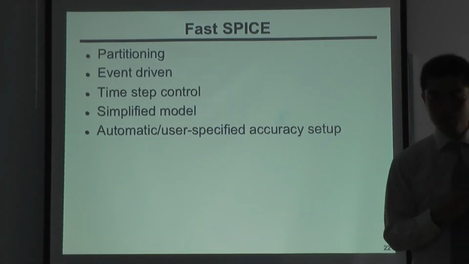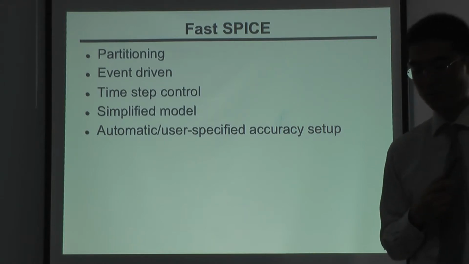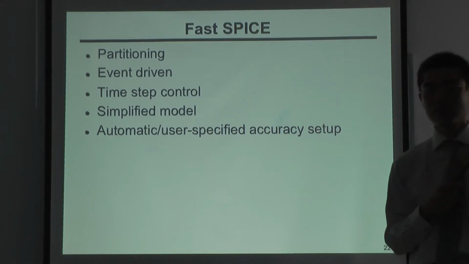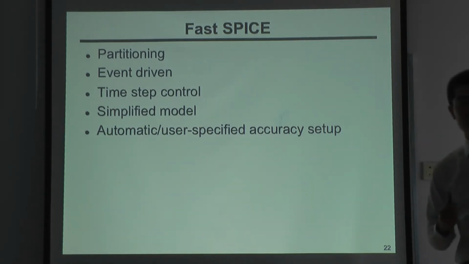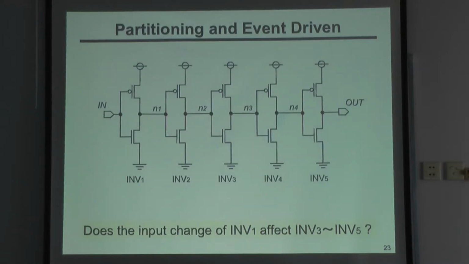The fast simulator gives us faster simulation results by using these techniques: partitioning, event-driven, time-step control, simplified models, and automatic user-specified accuracy setup. Partitioning and event-driven: once we have an inverter chain here, and we change the input here, what we want to know is the change of the N1 node.